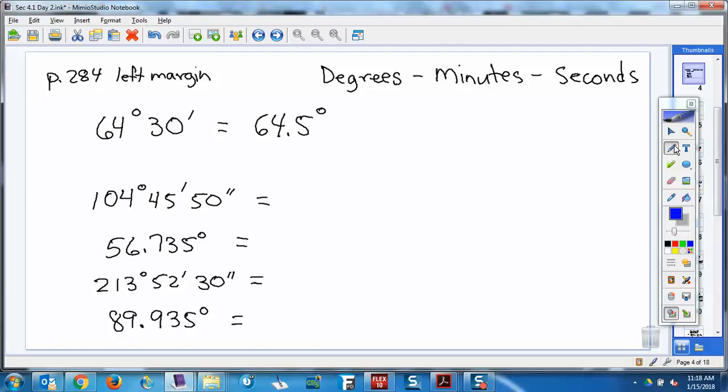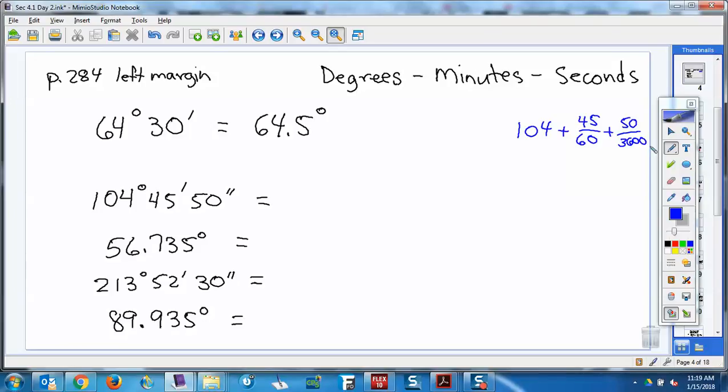So back in the day, my day, the old days, we would actually calculate these a little bit by hand. So if we were going to do 64 degrees 30 minutes, we would take the 30 and divide by 60, and that's 1/2, so that'd be 64.5. If we were going to do 104 degrees 45 minutes 50 seconds, we would say, okay, that's 104 plus 45 60ths plus 50 3600ths. And then we would convert those to decimals, divide this out, and divide this out, and that would be your decimal version.